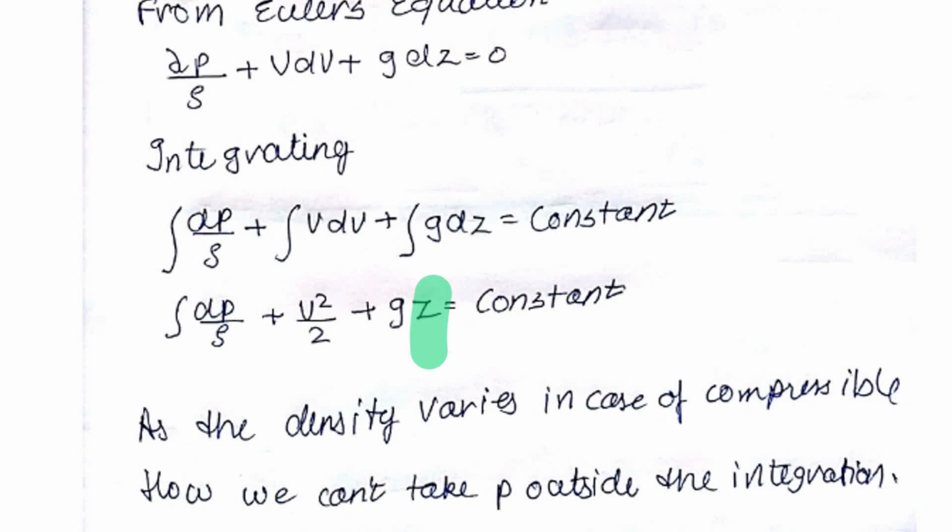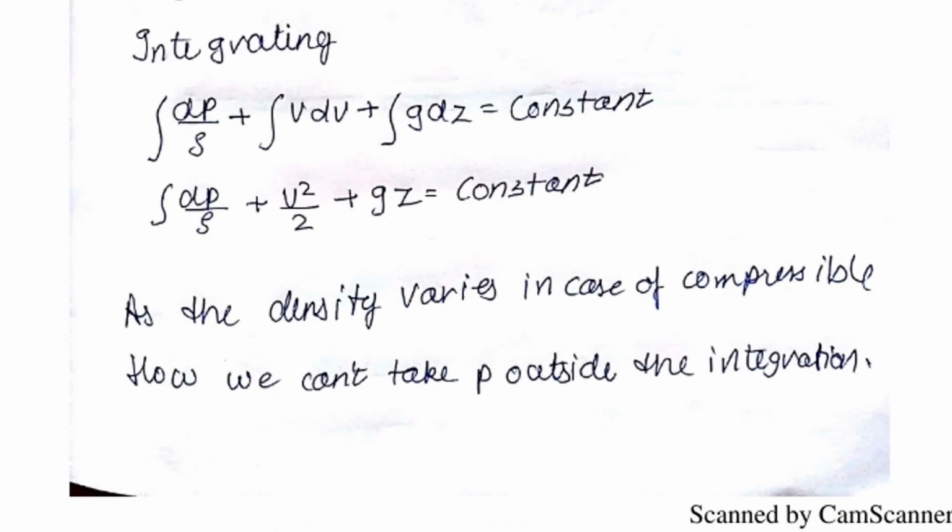And we will keep the integration part as it is, because the density will vary in the case of compressible flow, so we cannot take the pressure term outside. As the density keeps varying, the pressure will also keep varying. So we cannot take the value of p as constant outside. So we have this as the Bernoulli's equation.